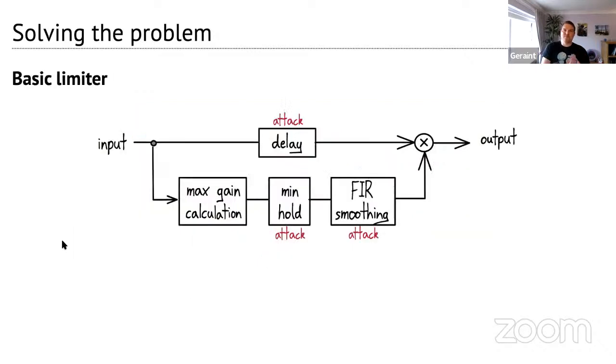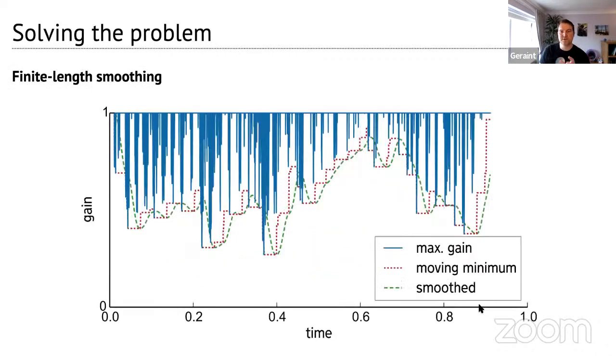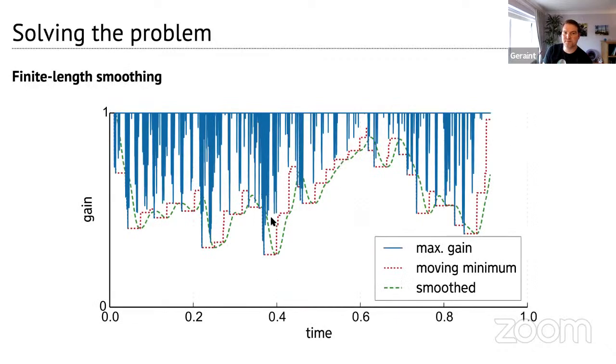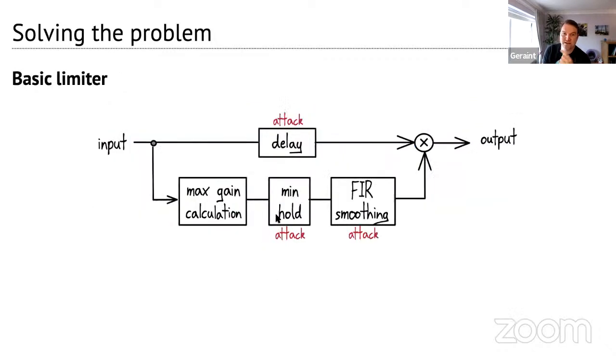So what we have is we have two paths in our flow, and we do our maximum gain calculation. That's our awful clipper. We do our moving minimum, and then we do our smoothing. And this is our dashed green output here. And then we correspondingly delay the actual audio signal to bring the peaks in line with the reduced gain.